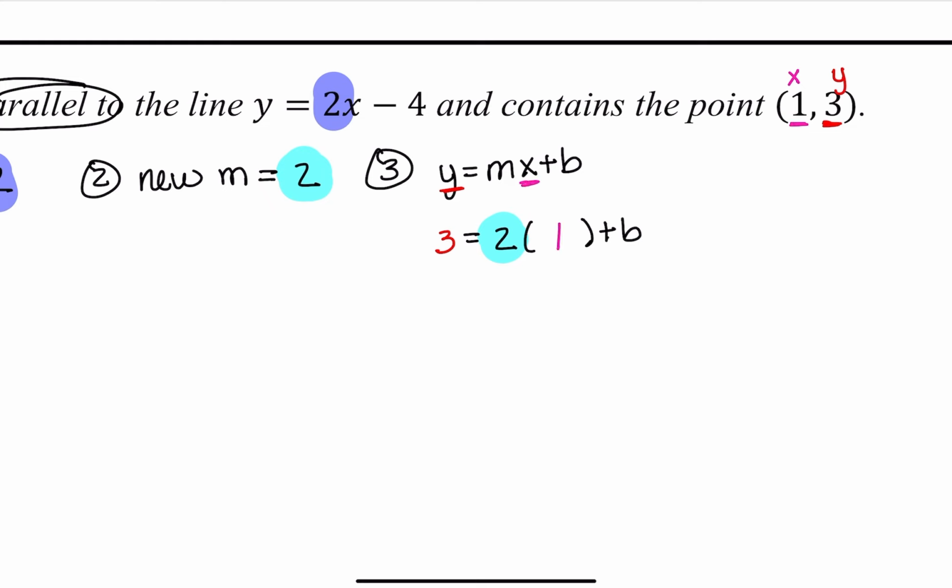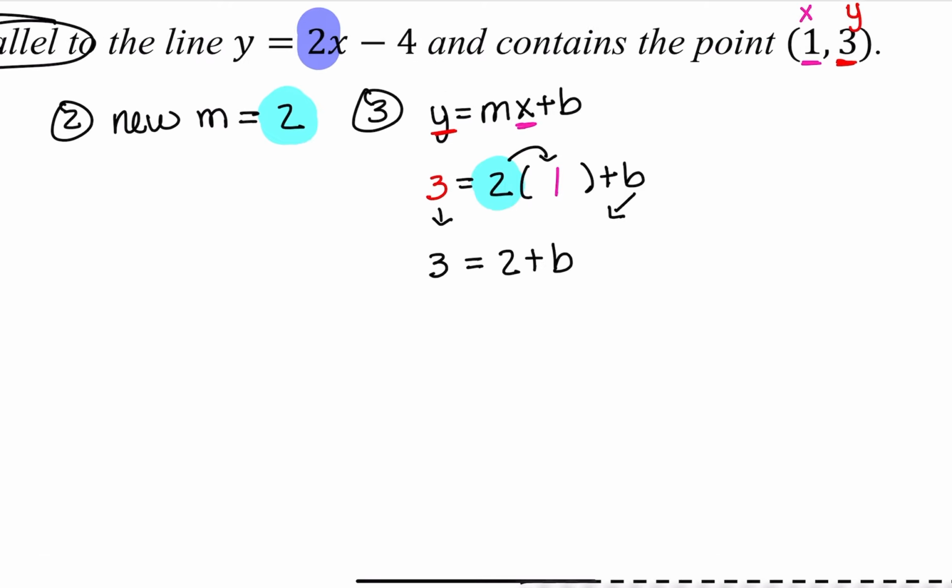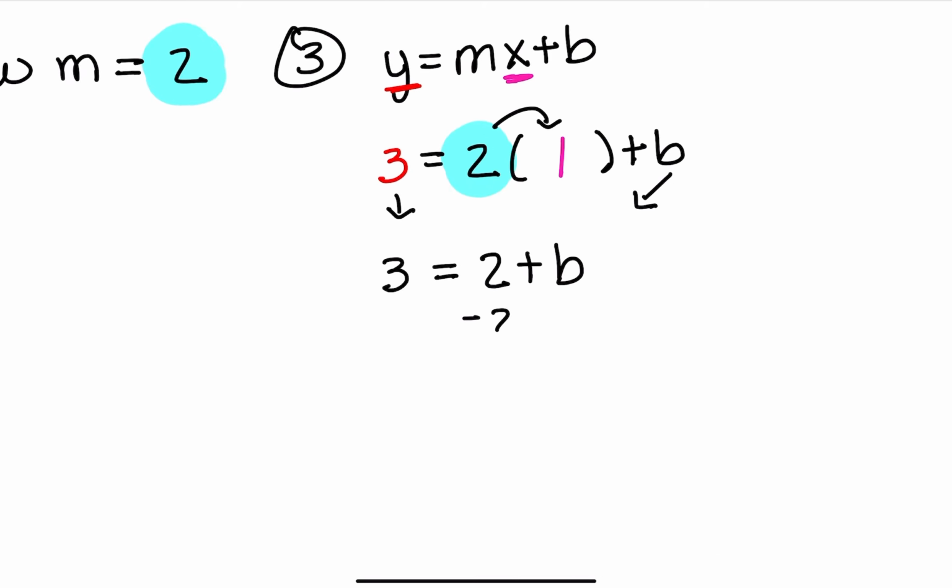Now you're going to solve. You have a number in front of parentheses, so you're going to distribute. 2 times 1 is 2. You're going to bring down everything you didn't use. So you bring down the 3, you bring down the b. You need to get b by itself, so you do the inverse of positive 2, which is negative 2. 3 minus 2 is 1, and this is your new b.